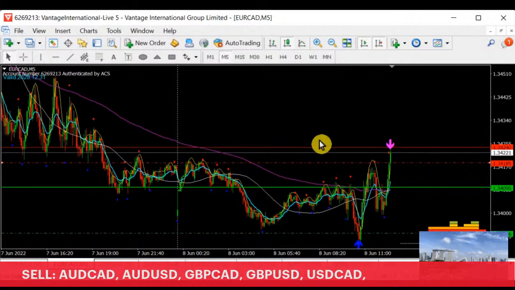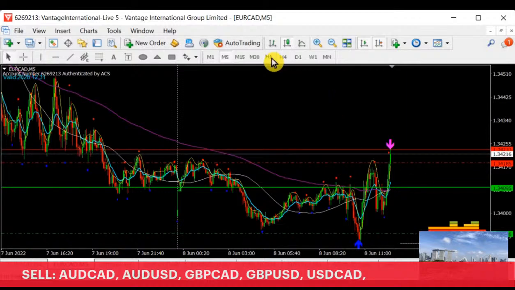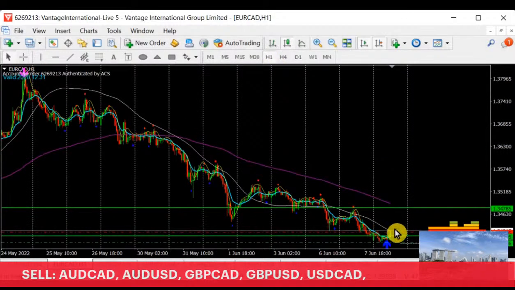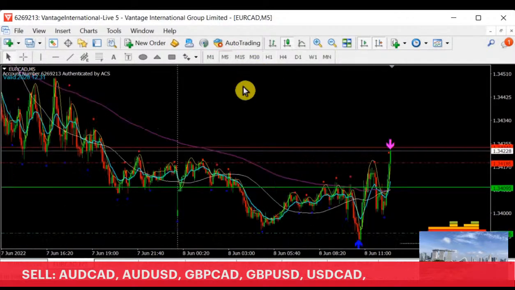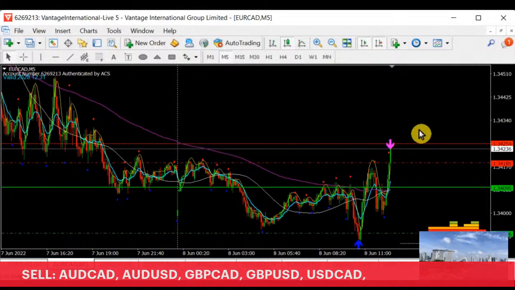Just in case it has a lot of turbulence in this area, but in general it's still good for buying. Like Hubert from Germany was also saying, it's still good for buying. For people who are going to buy EuroCAD, I will say I will wait for a retest, then I will go for the buy. So EuroCAD, buying is possible.